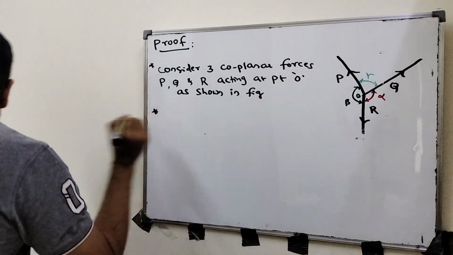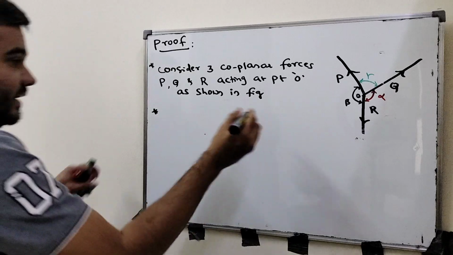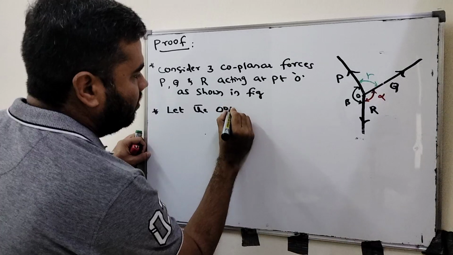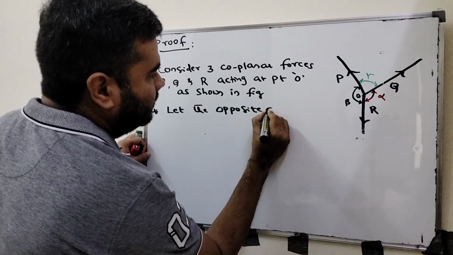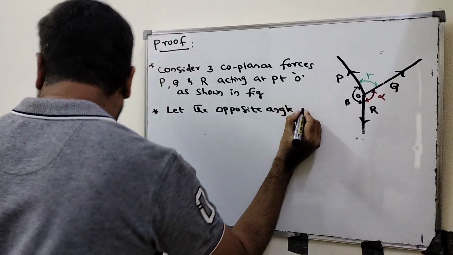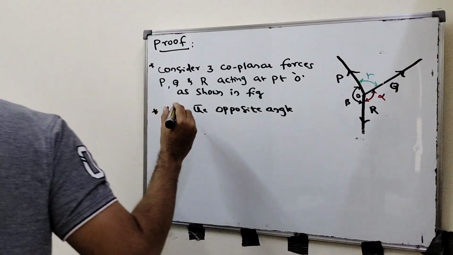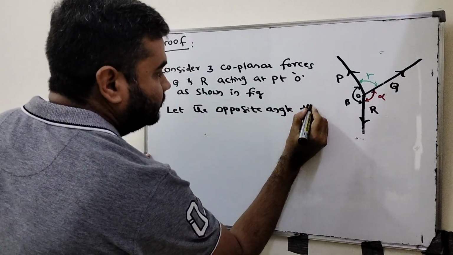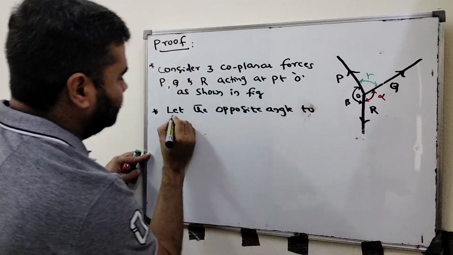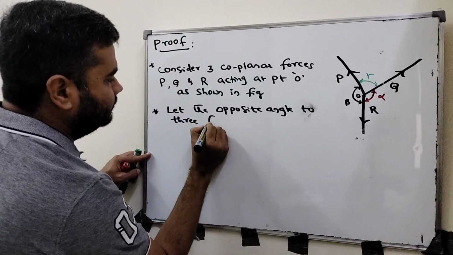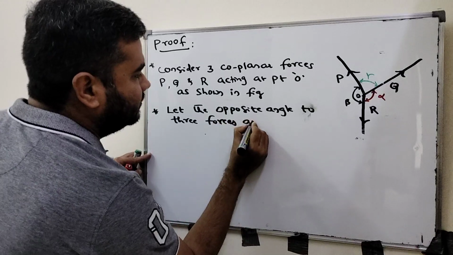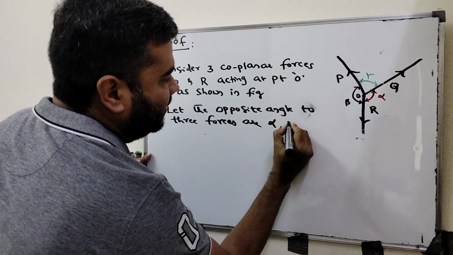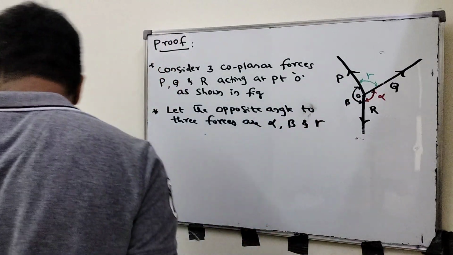Now the second point is, let the opposite angles to the three forces be alpha, beta and gamma. What are the opposite angles? Alpha, beta and gamma. Okay.